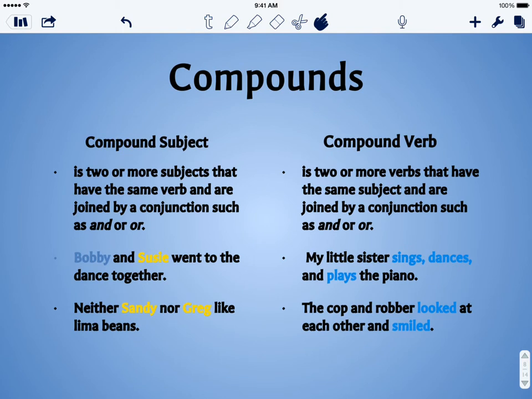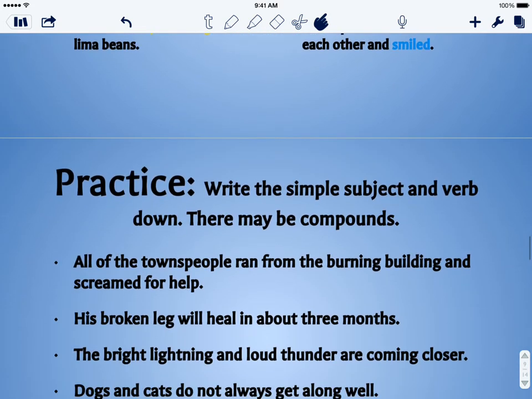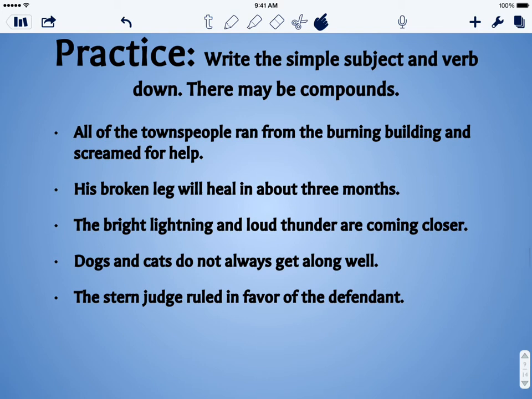You can have a compound subject or a compound verb. Essentially, your compound subject is two or more subjects that share a verb joined by a conjunction. Your compound verb is two or more verbs that share a subject and are joined by a conjunction. Go ahead and pause the recording again and write the simple subject and simple verb down. There may be compounds in these sentences. When you're done, continue the recording.